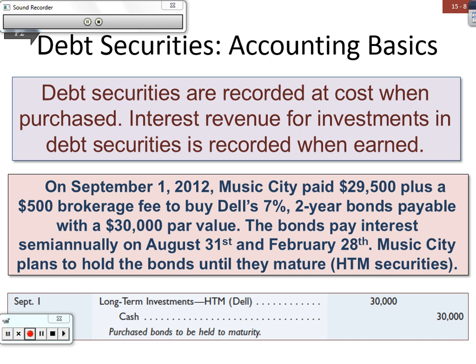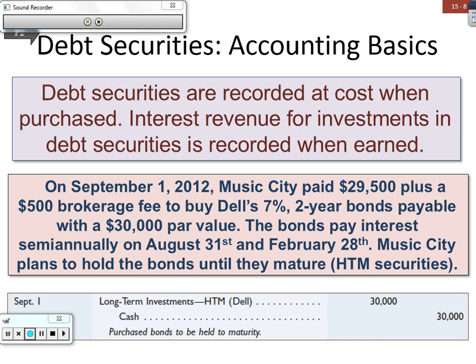So with this, we know the type is a debt security, right? Because it says here, September 1st, Music City paid $29,500 plus a $500 brokerage fee to Dale for two-year bonds payable. Knowing that it says bonds payable already lets us know that it is a debt security, because debt securities are loans, bonds, CDs, things of that nature. And then for whether it's long-term or short-term, it said the bonds pay interest semi-annually on August 31st and February 28th. They plan to hold these bonds until they mature. So how many years did it say the bond was for? Two. And that extends past 1 year, which means it is a long-term investment. So we debit long-term investments, held to maturity, that's what HTM means, for $30,000. We credit cash for $30,000.